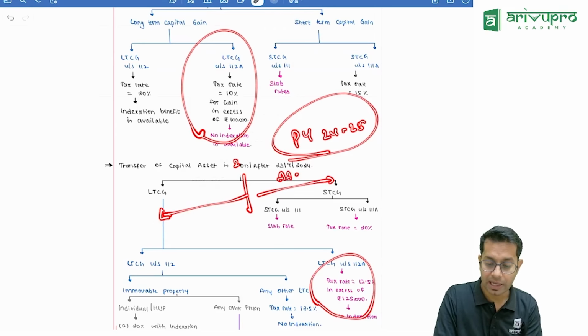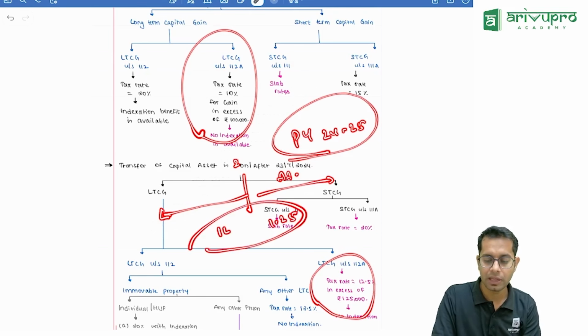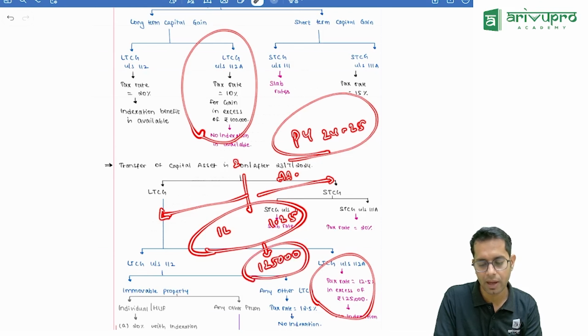So what should I see? I should see the 1 lakh limit or the 1,25,000 limit. For the entire year, you should see which limit? The higher limit, because that is more beneficial to you. Correct?